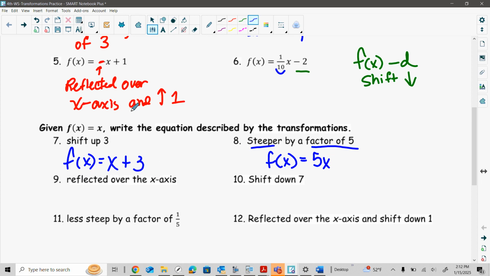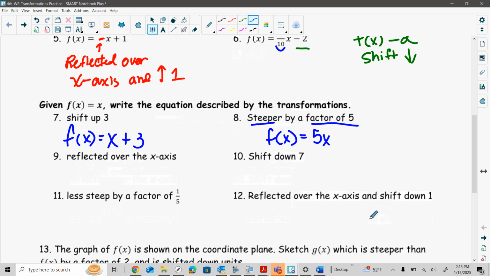A reflection over x corresponds to, like on number 5, the negative sign. So you have to have a negative slope to get a reflection. So shifts up are adding the d. Shift down, that's the minus d. Less steep, there's your factor, that's dealing with your slope. Reflected over the x-axis and shifted down. So this has two things. If it's reflected over the x-axis, that's going to be a negative x. And because we have a shift down, that's going to be -1.